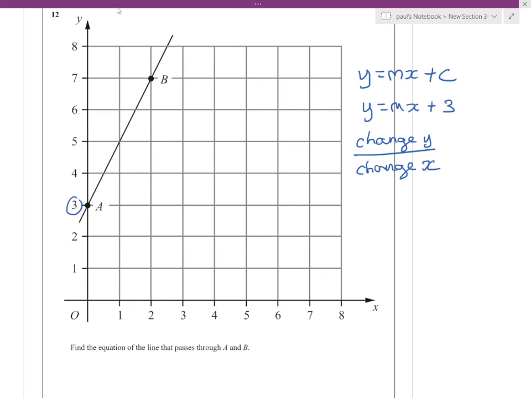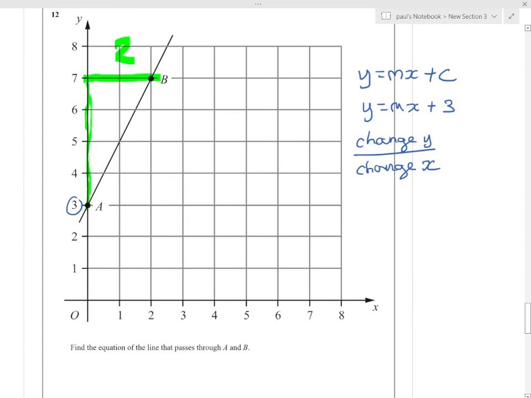So let's get the coloured pen out. Yeah, so we're going up this time, pick whole numbers, and then we're going to go across there. So that is 2, and that is 1, 2, 3, 4. That is 4. We're going uphill, so the change in y is 4 divided by 2, which equals 2. So therefore y equals 2x plus 3.